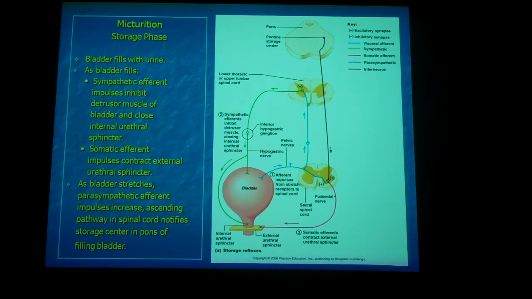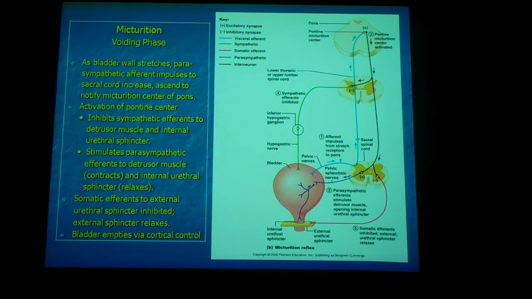While the bladder is stretching and you're feeling the urge to void, the cortex is aware of this. So you know you need to find a time convenient to empty the bladder. When you do that, you consciously relax the external sphincter. You've overridden the sympathetic input to the bladder. It's all parasympathetic now. You consciously relax the external sphincter and allow the bladder to empty.